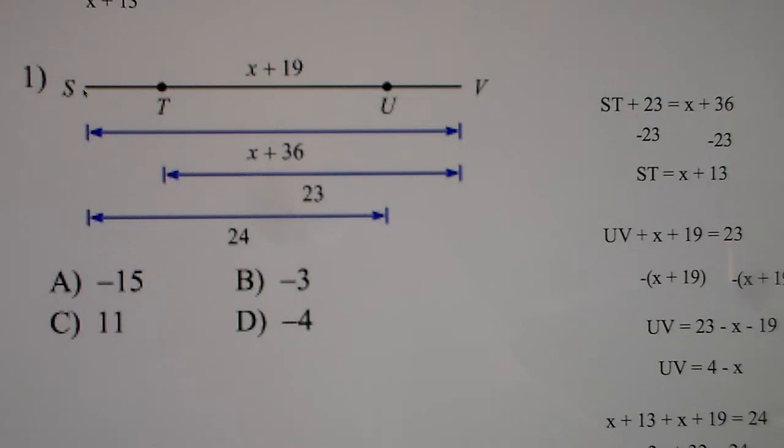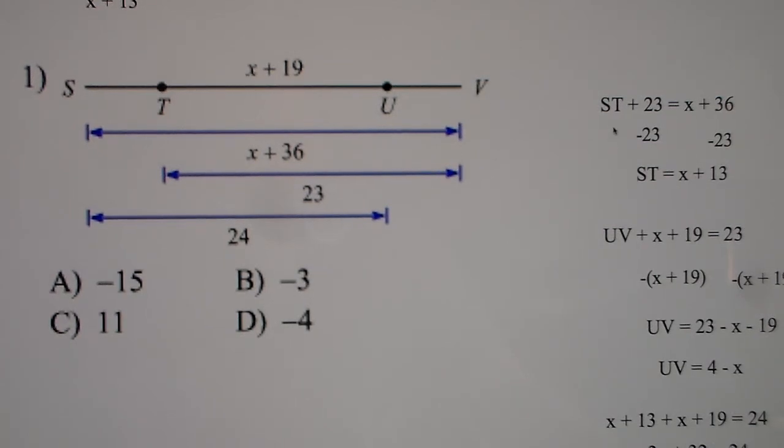We know that ST, this piece ST, plus TU, the x plus 19, plus UV. All 3 of those pieces added together is going to equal x plus 36, this blue line. However, we don't know the values of ST and UV. We have to figure those out on our own first. And then we'll plug them in.